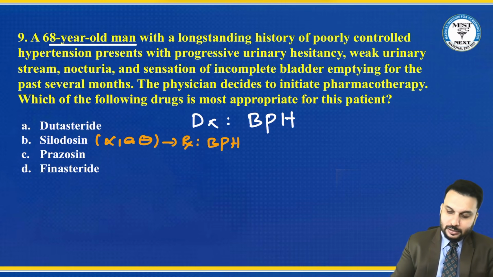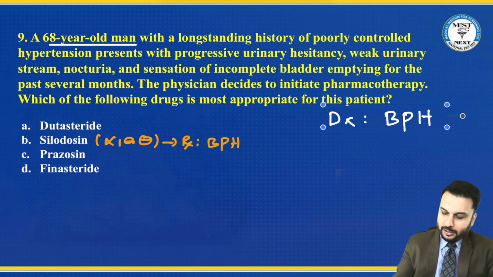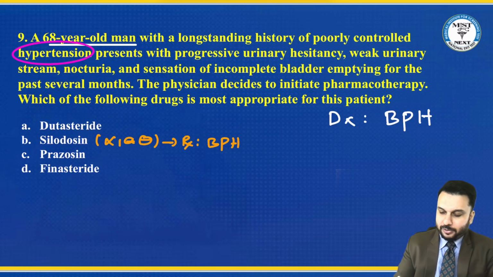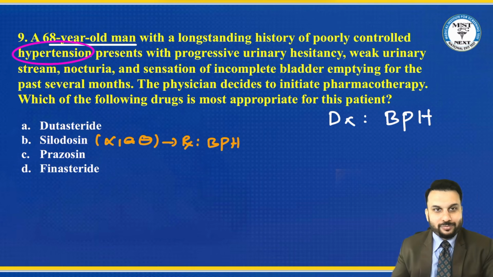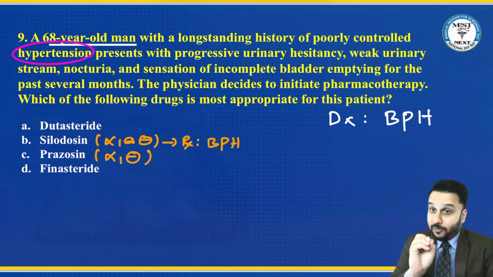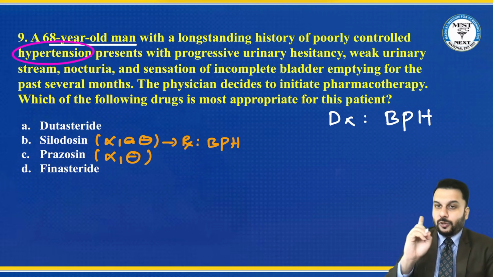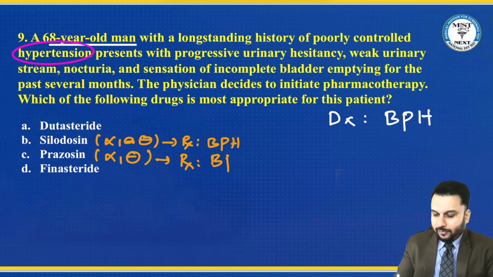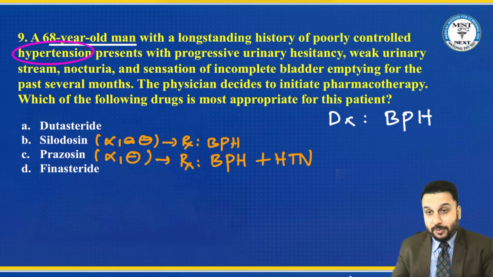Okay. Next, if you pay attention in the question, the patient also has hypertension. That means I need to treat hypertension plus BPH. And that's where the guy called prazosin comes into play. Prazosin is an alpha 1 blocker, not alpha 1A. It works on alpha 1A also, alpha 1B also. So this drug will be useful in those patients having BPH plus hypertension. Okay, BPH plus hypertension, prazosin must be given.